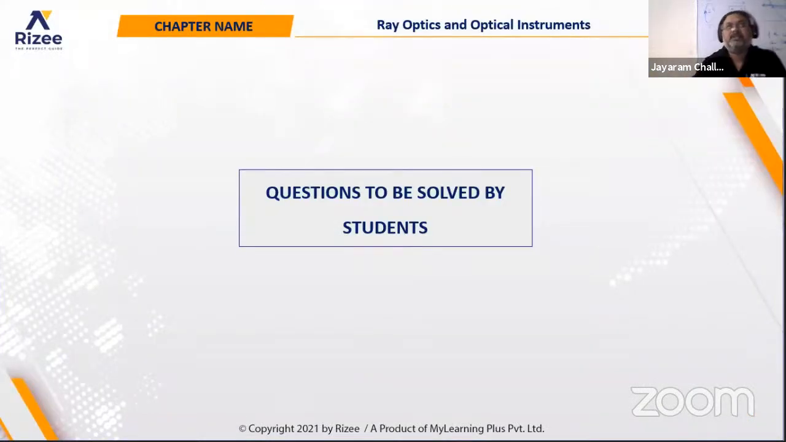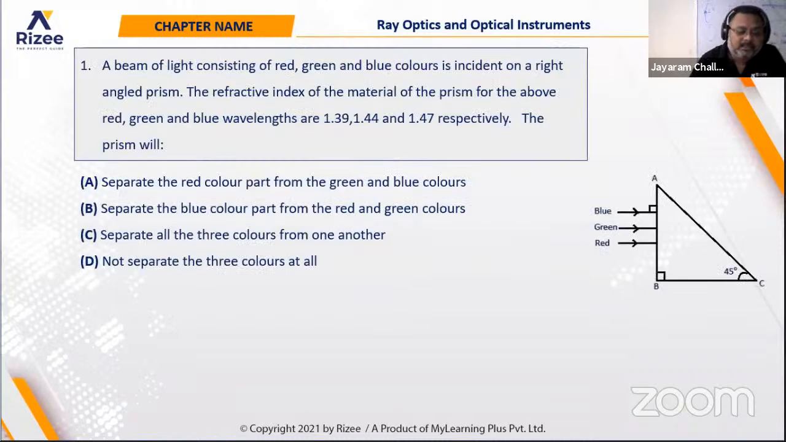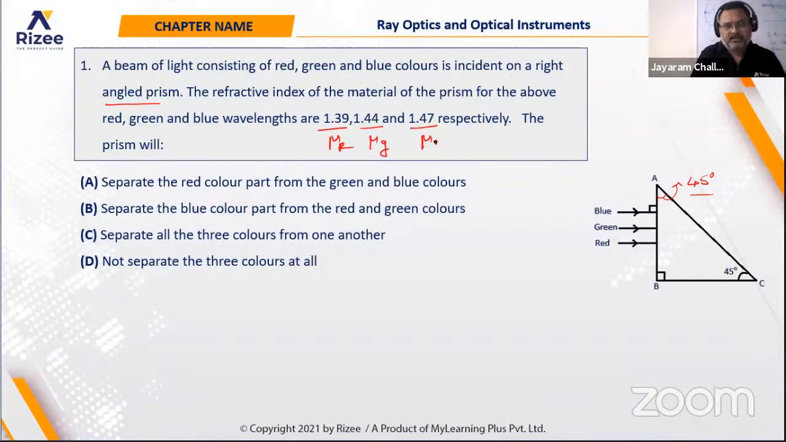Fine. So now there are some other examples, we can solve them. This is your first case. A beam of light is there of red, green, blue colors. On the right angle prism, that means here 90 degrees, and here 45 he has also given. So this angle should also be 45. The refractive index of the material of the prism for the red, green, and the blue. This is refractive index of the red. This is refractive index of the green. This is refractive index of the blue.